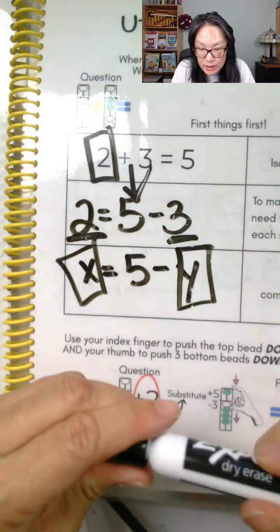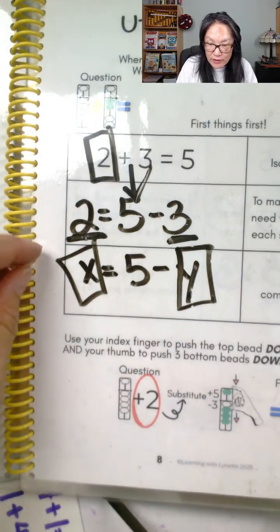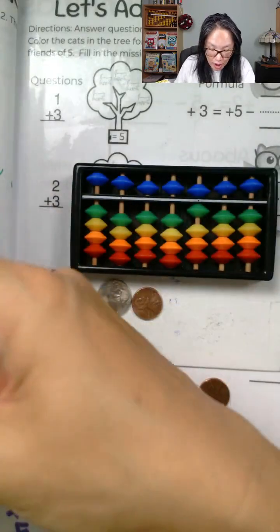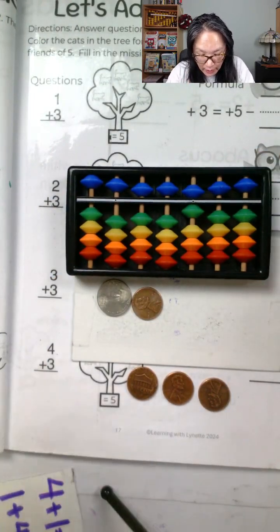Will the blue bead's value always be 5? Yes. The blue bead, the top bead, will always be a value of 5 no matter what.